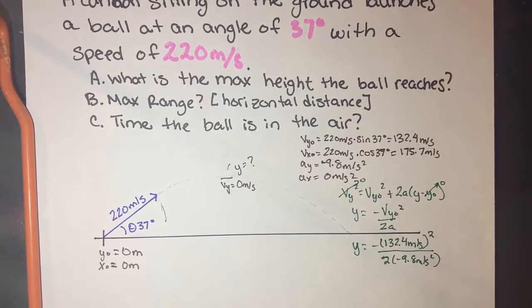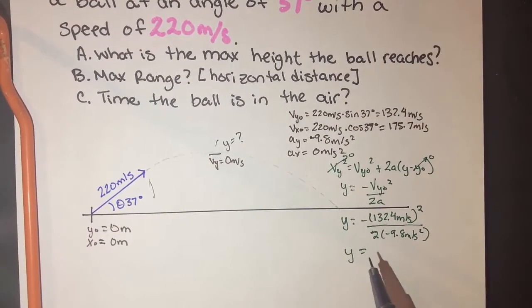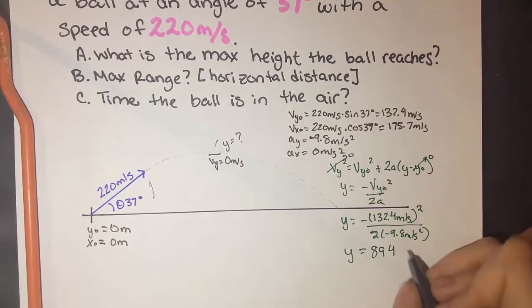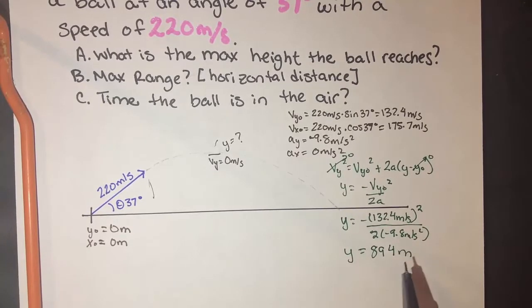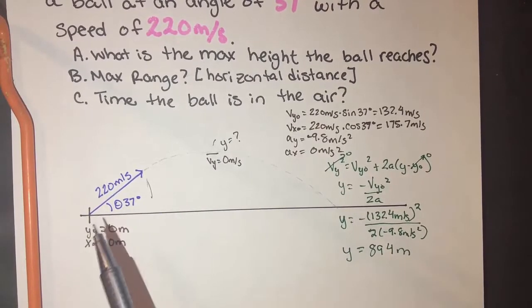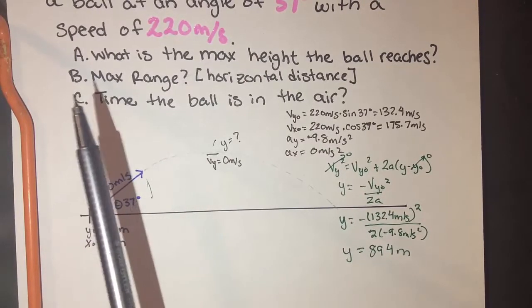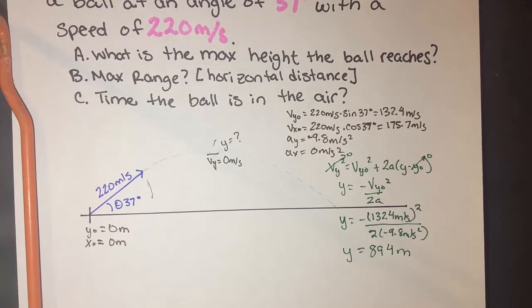Do note that I have negative over negative, so that helps me a little bit in that it's going to end up making my height positive, which means it will agree with the sign conventions that I set up already. When we put that into the calculator, we see that our maximum height is 894 meters. So it gets pretty tall above the ground, which you should expect since it's going at a pretty quick pace. That tells us the max height the ball reaches.